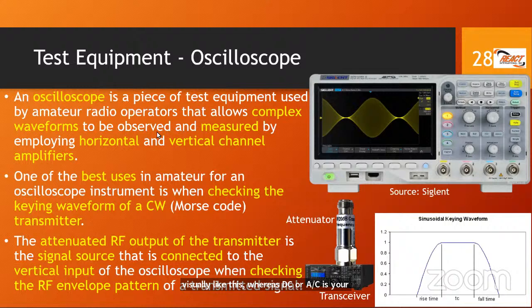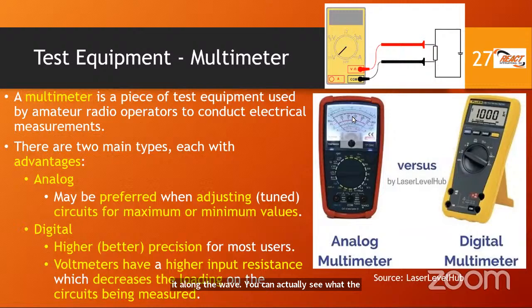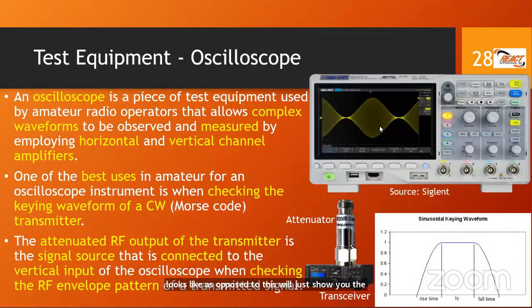You can see what the signal looks like, and you can measure it because there are also values shown here. You can measure it along the wave. You can actually see what the wave looks like, as opposed to this, which will just show you the value of a wave at any given point in time. This will actually show you what it looks like. And you can do that.